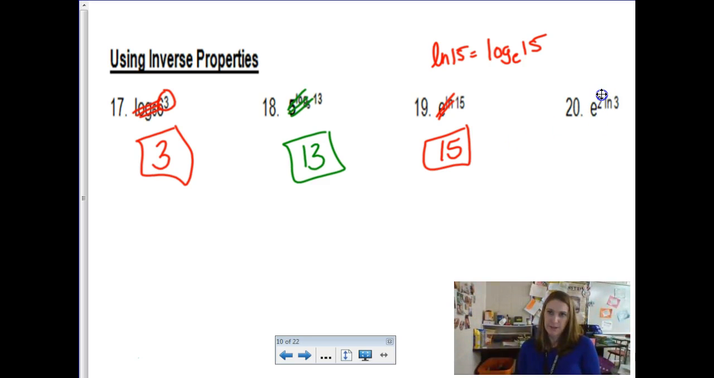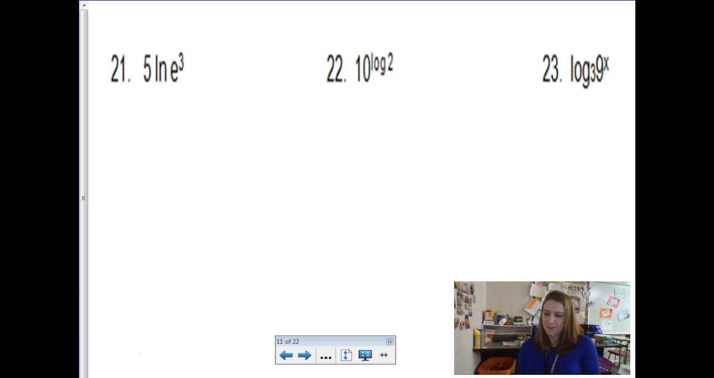You don't know this yet, but if you could please throw this 2 up in the exponent and call this 3 squared. Then the e and the natural log will cancel, and you'll get 3 squared, which is a 9. We'll talk more about that property later. Sorry about that.